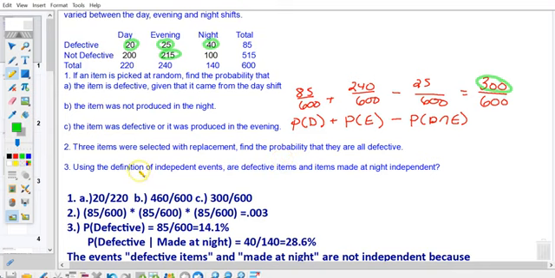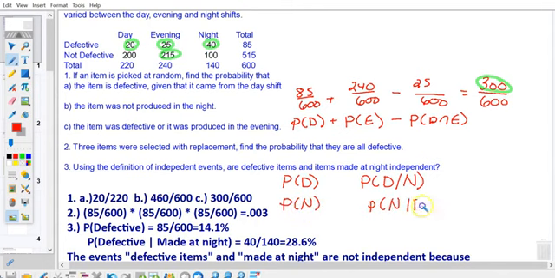And then for part C, the definition of independent events: the probability of defective, and compare that to defective given that they were made at night. So if I choose defective as the probability by itself, then I have to compare that to the conditional of defective given night. If for some reason you did probability of night as the solo event, then you would have to compare that to night given defective.